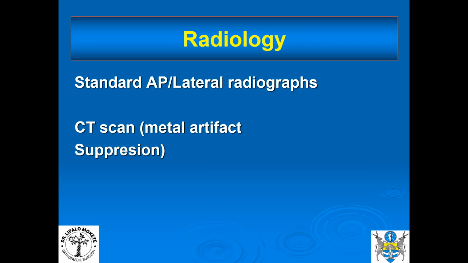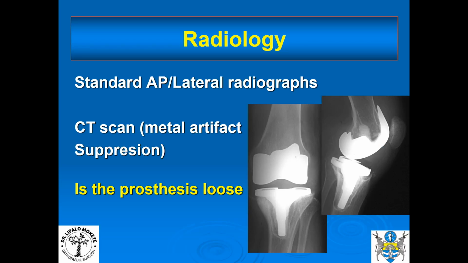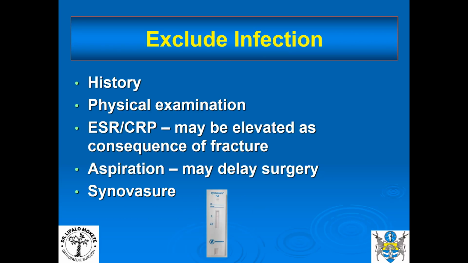So the questions that you would want to know is, number one, is the prosthesis loose? And then you also want to be able to look at the fracture pattern. So this is again where the CT scan comes into its own, because it can help you delineate the exact fracture pattern so that you can plan your management properly. It is important in these cases to exclude infection.